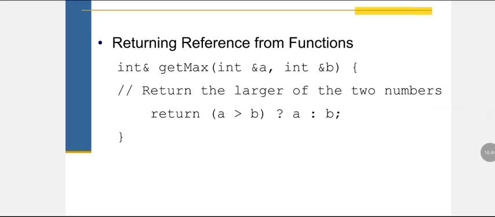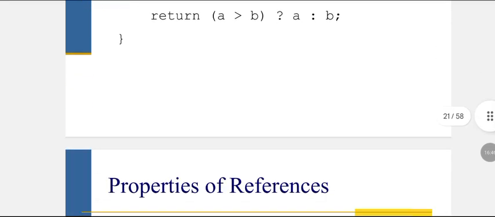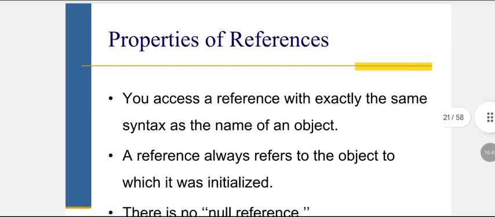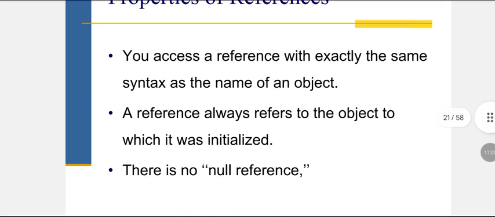Now we move on to the properties of reference. Now one, you can access a reference with exactly the same syntax as the name of an object. So that's one. Then two is, a reference always refers to the object to which it was initialized. Then the third one is, there is no null reference.